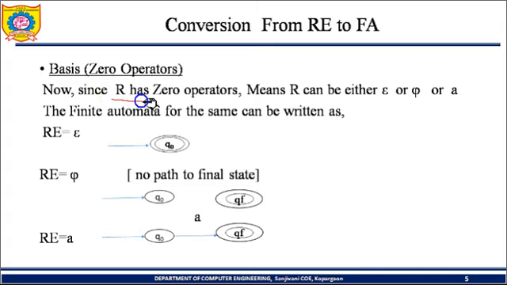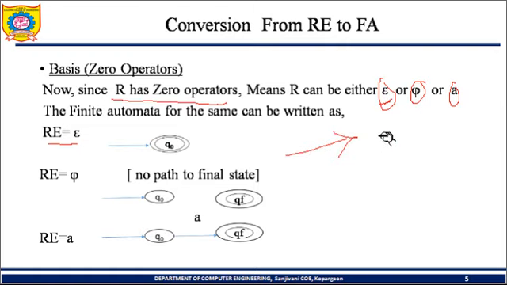Now let us consider r has zero operators. Zero means what? Either the given regular expression is equal to epsilon, or the given regular expression is equal to phi, or the given regular expression is equal to a. Here a represents any input alphabet. It may be single a, it may be single b, it may be 0, it may be 1, it may be any input alphabet. Suppose the given regular expression is equal to epsilon, then its equivalent automaton is this Q0 itself, as initial state and final state, meaning it will be like this.